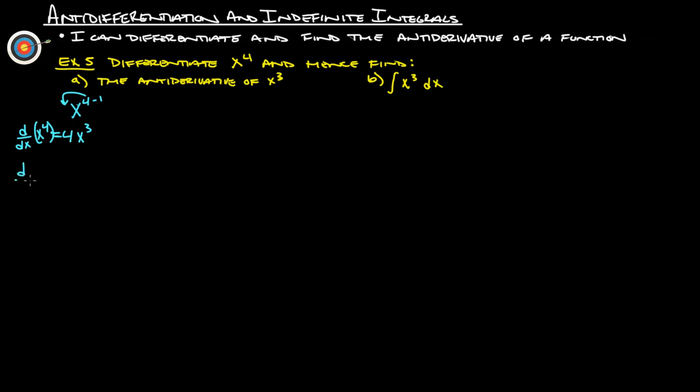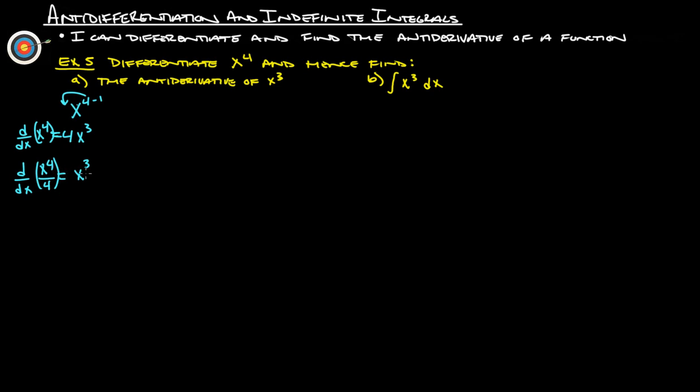So we can say d over dx, and what we want to have, instead of the 4x cubed, is just plain old x cubed, right? We've got this extra 4 in here that we don't want, so we want to divide by that 4. So we'd use this information here, x to the 4th over 4. That should end up equaling our derivative, x cubed, right?